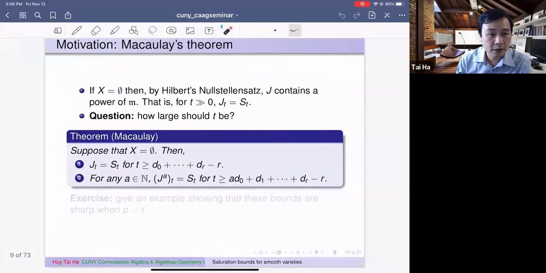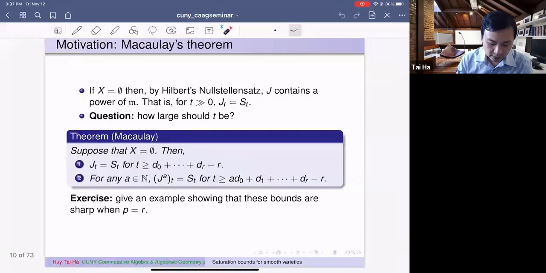A slightly less well-known result basically works for powers of J as well. So a power of J is also M-primary. And the theorem says that the power of J will agree with the polynomial ring starting from t being at least d0 plus d1 up to dr minus r. Of course, here we see that the roles of the degrees are not symmetric. So d0 is the dominating term.